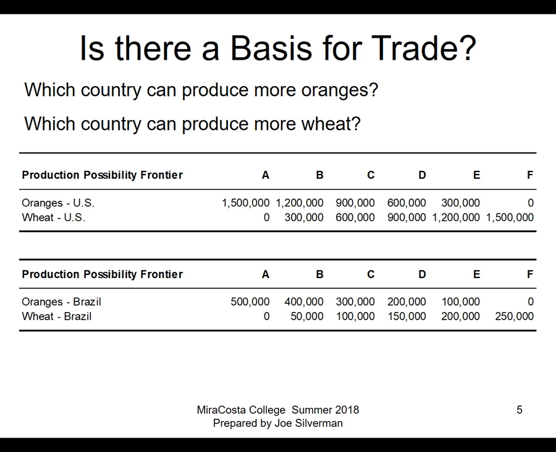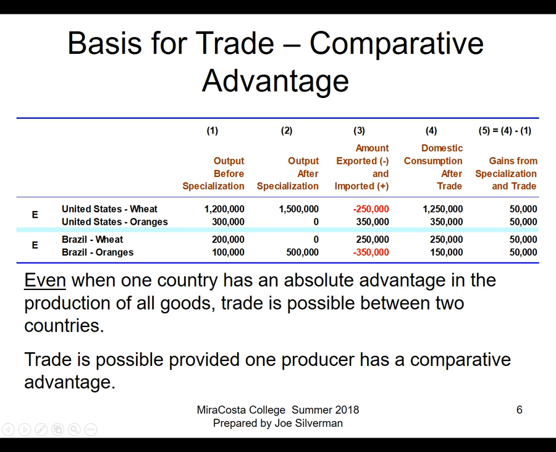So let's just imagine that before trade in the United States, we were producing 1,200,000 tons of wheat and 300,000 tons of oranges so that Americans could have breakfast cereal and orange juice in the morning when they sit down for breakfast. Imagine that in Brazil, they were also producing wheat and oranges, but they were only producing 200,000 tons of wheat and 100,000 tons of oranges.